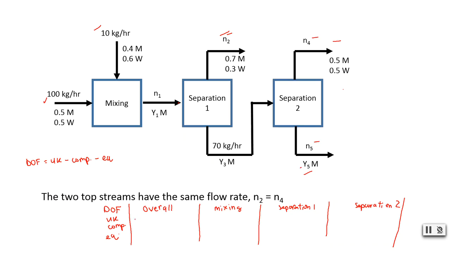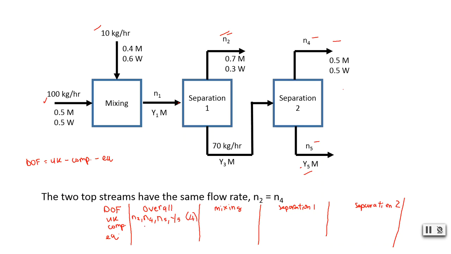So I'm just going to list it here: N2, N4, N5, and Y5. So we have 4 unknowns.